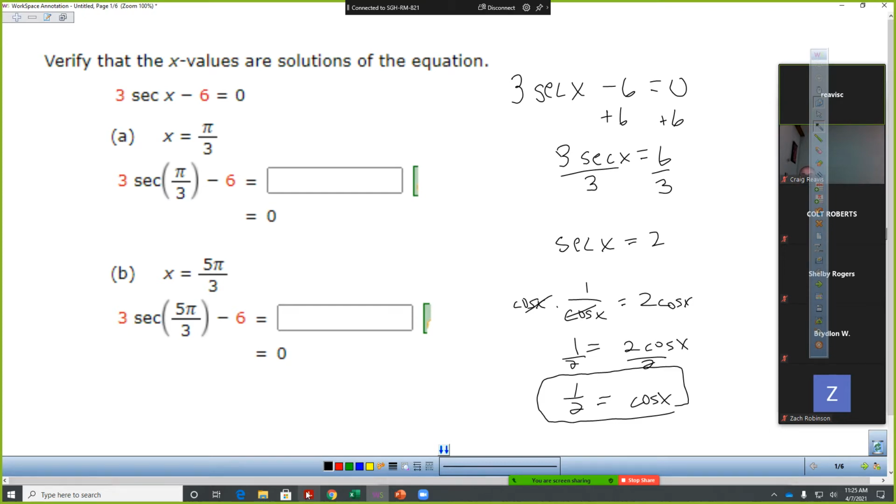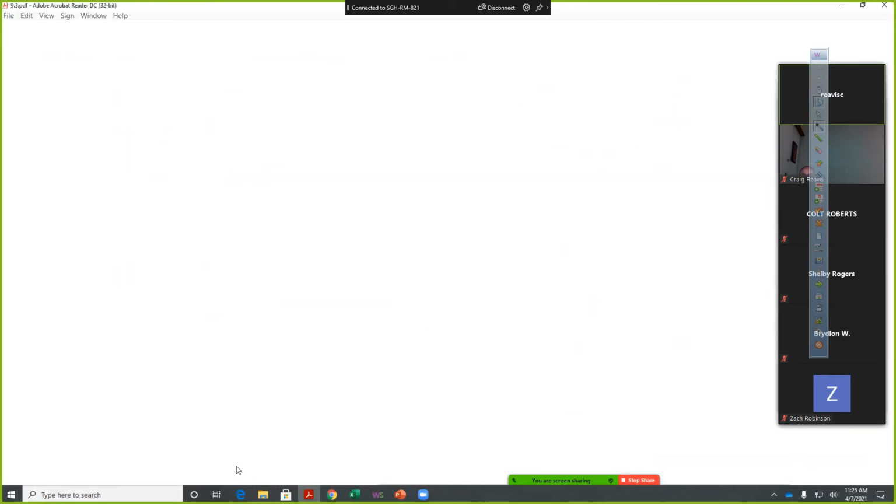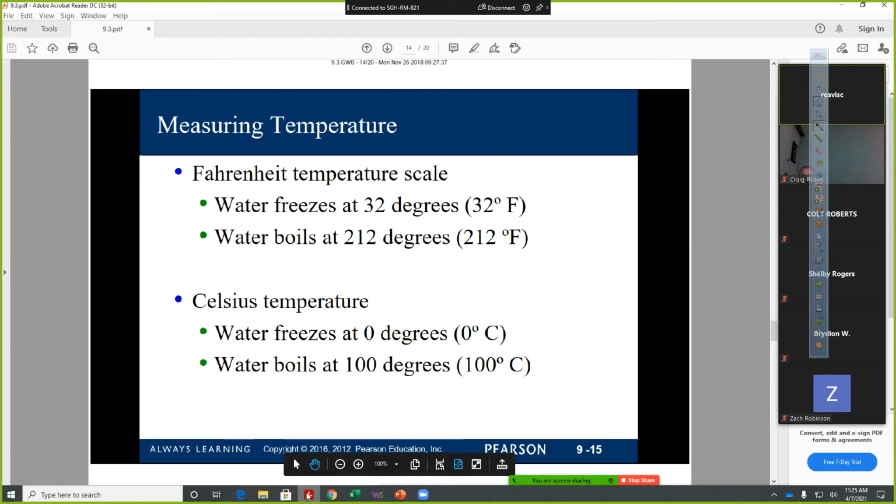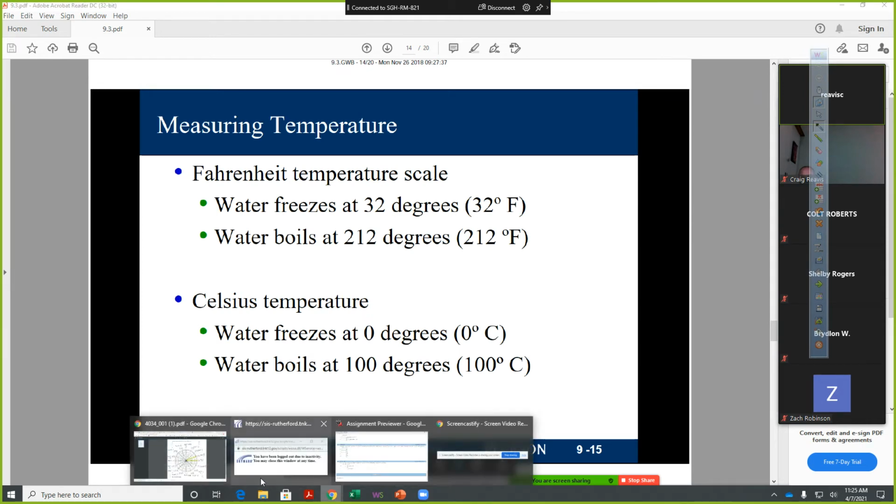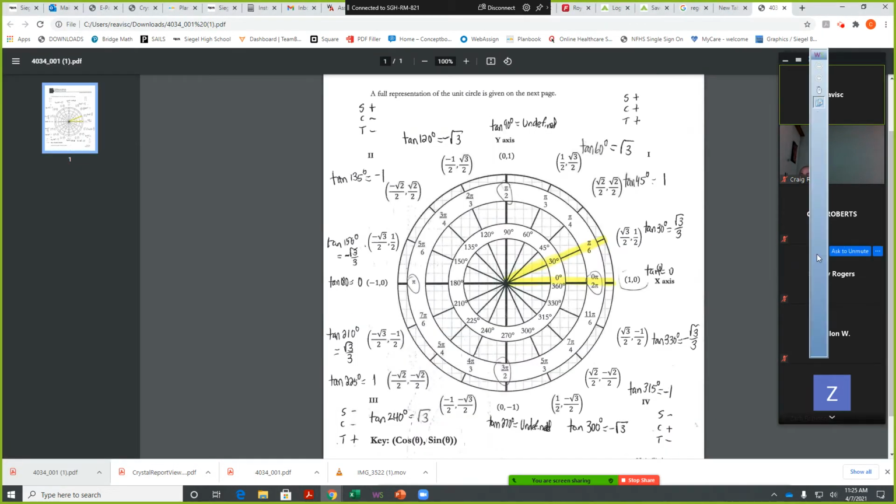Well, this is where I pull back up my unit circle. At what points on this unit circle does the cosine equal positive 1/2? Remember, cosine is the x coordinate. So if I go around here, where is my x coordinate equal to 1/2? Look, right there at pi over 3.